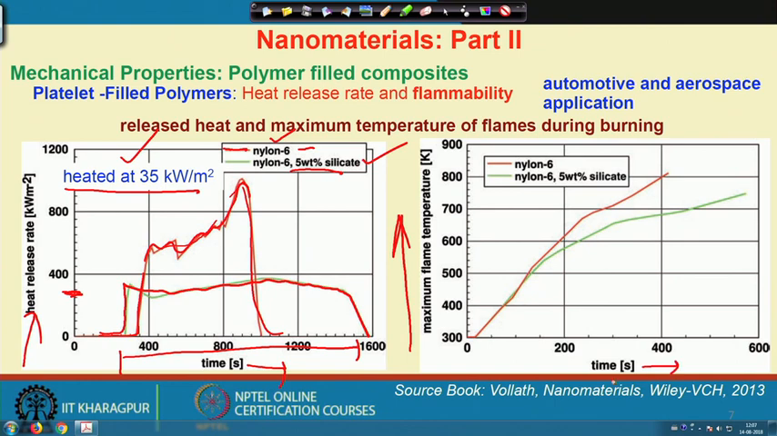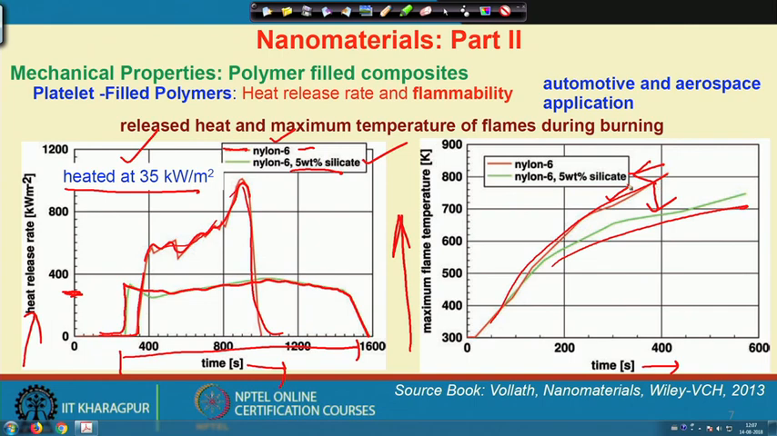So, with time, for the pure nylon, the maximum flame temperature increases, whereas in the case of nylon silicate it is decreasing. Such a decrease is linked with both properties: the heat release rate is less and the flammability is also less. So, we can use such nanocomposites for the automotive or aerospace industry, where there is a large heating of the composite and it has to release the heat.